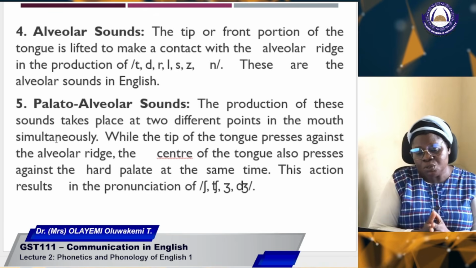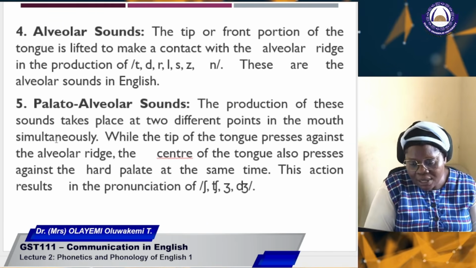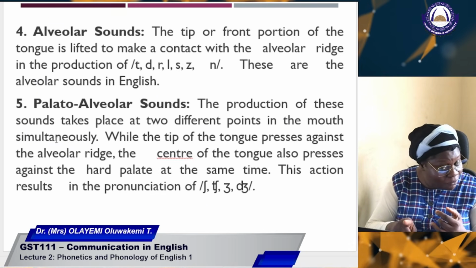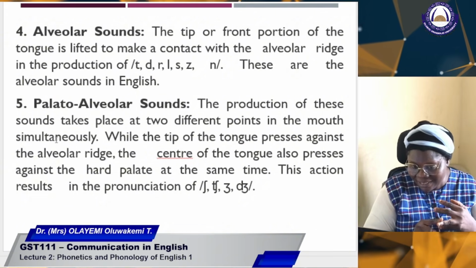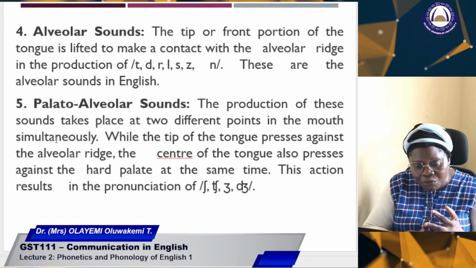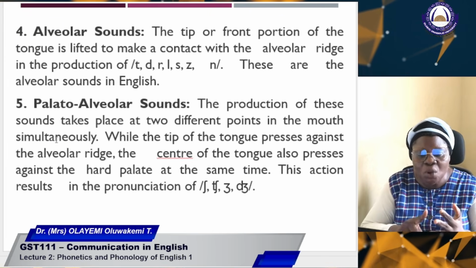The next kind of sounds we need to talk about are the palato-alveolar sounds. Palato-alveolar sounds, look at it, there are two things involved. Palate, the hard palate, we have the soft palate. But in this case, we are talking about the hard palate and the alveolar ridge. So the two speech organs that are involved are the hard palate and the alveolar ridge. That's why we have palato-alveolar sounds.